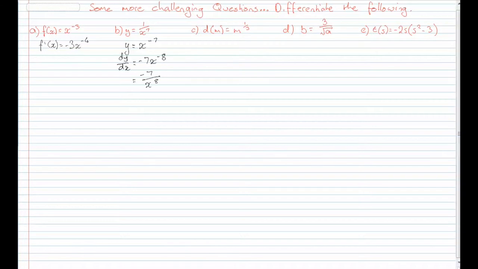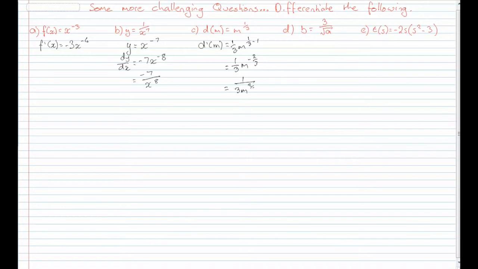Right, we've got d of m is equal to m to the power of 1/3. Therefore, d dash of m is equal to 1/3 times m to the power of 1/3 minus 1, which is equal to 1/3 m to the power of negative 2/3. Alright, let's write this with a positive power now, so you end up getting 1 over 3m to the power of 2/3.